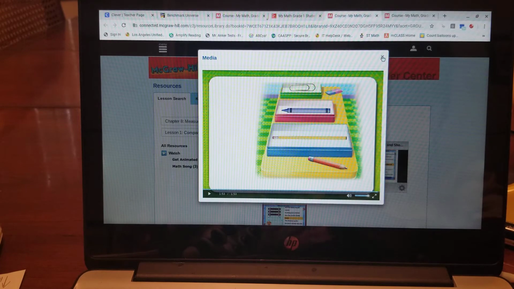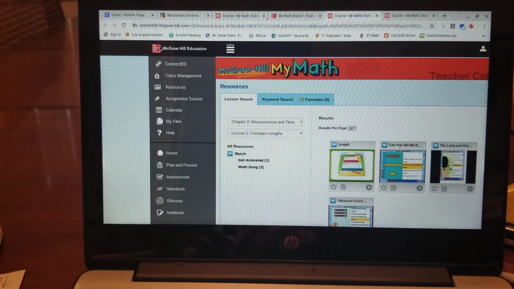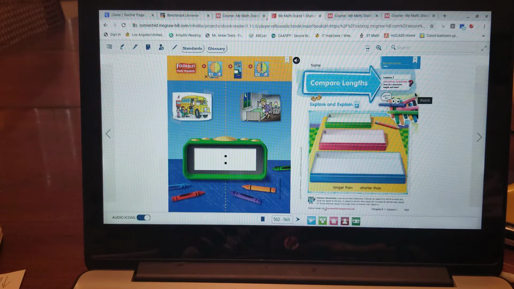Okay, so we're talking again about length. Let's go back and take a look at that first lesson. Now again, when you get your book, you're going to be able to do this in the book. But let's just look at this lesson.